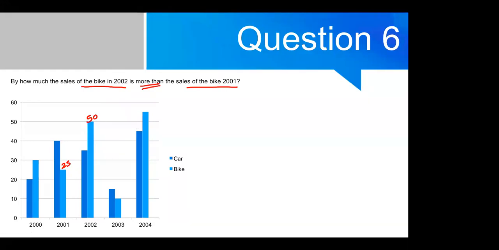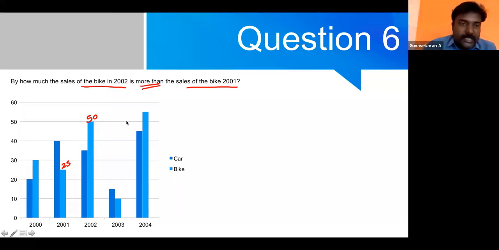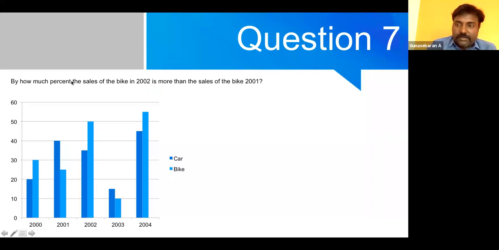So what is the answer? That's all. They're not asking percentage here. Directly, in 2002, wait, Devagar, I will come back. In 2002 is how much more than 2001? 25 units, that's all. Okay. Question number 5. What's your doubt, Devagar? 2002 to 2003.